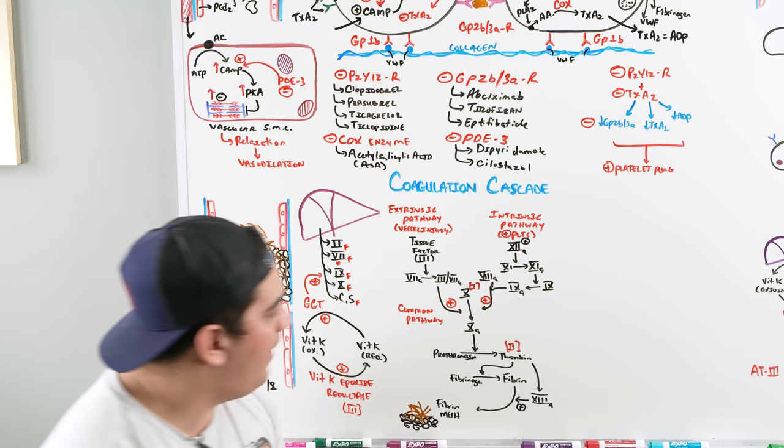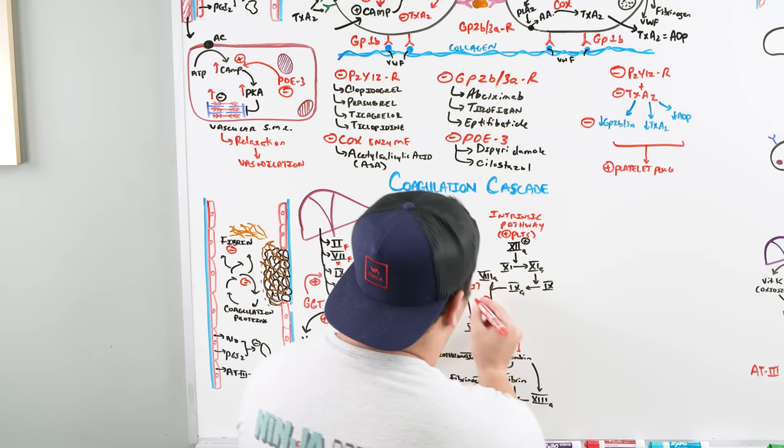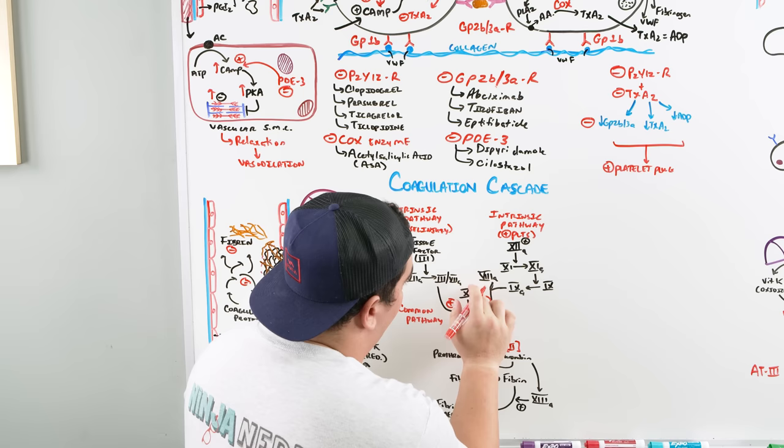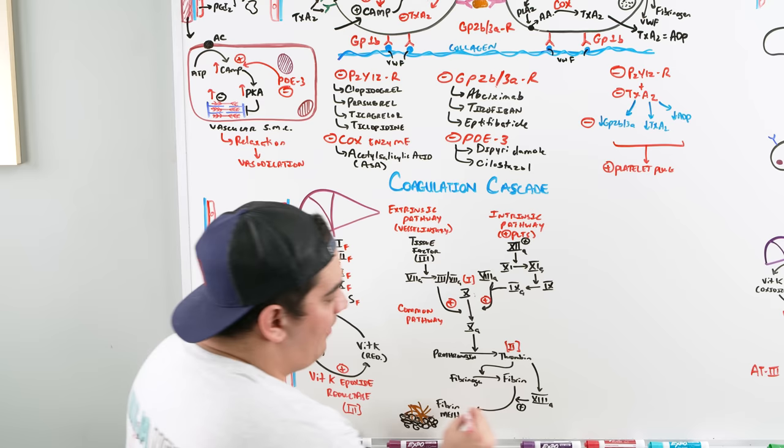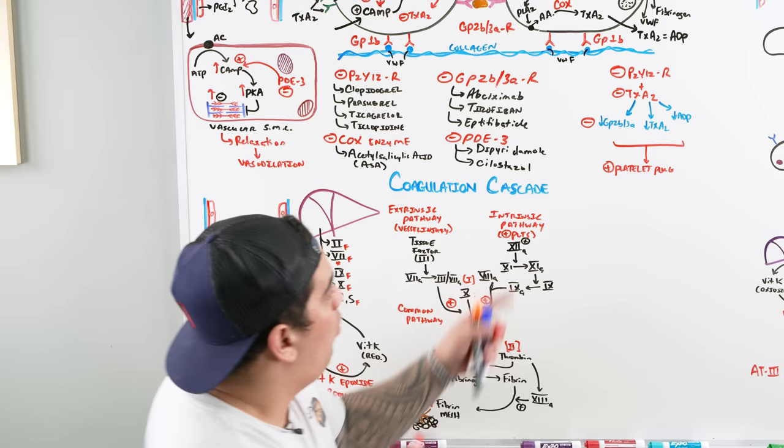So in other words, I want to target factor 10. If I use this as my first target, I'm going to inhibit factor 10. If I inhibit factor 10, I won't activate thrombin, I won't convert fibrinogen to fibrin, and I won't have the fibrin mesh. Because my goal is to prevent the fibrin mesh from forming. That's the end goal. So one way I can do that is I can inhibit factor 10. How am I going to do that?